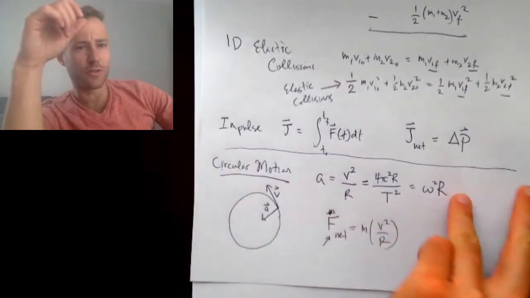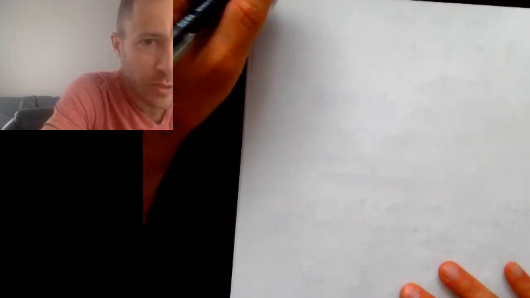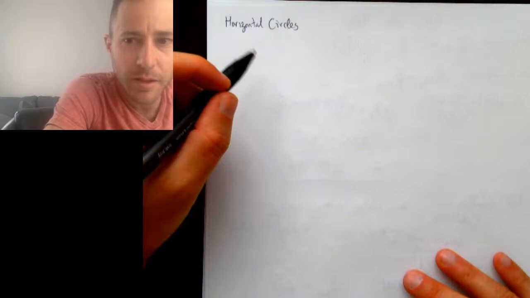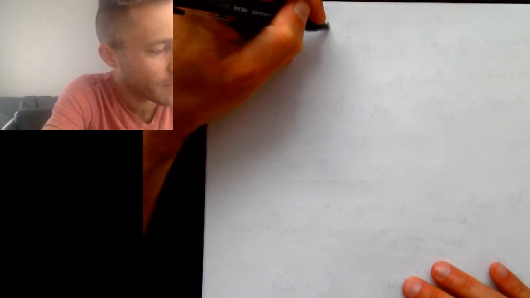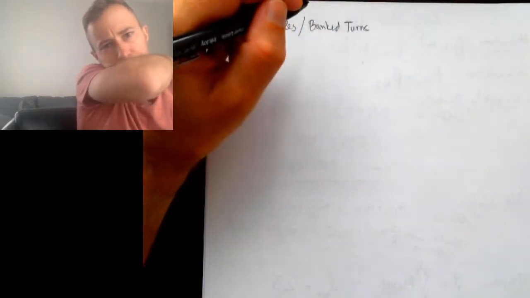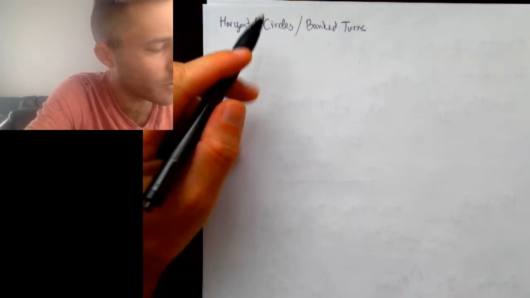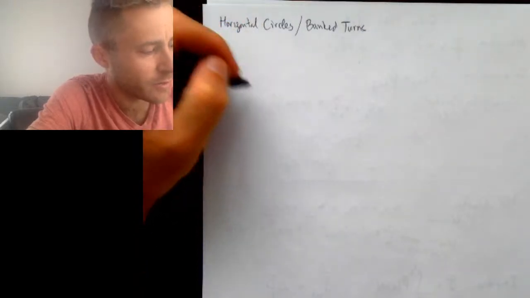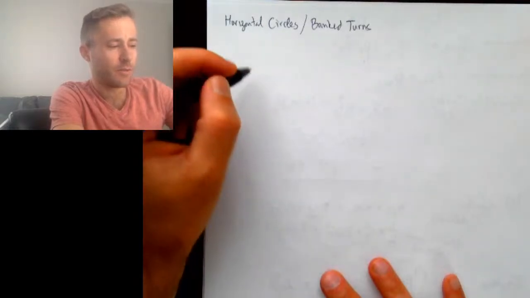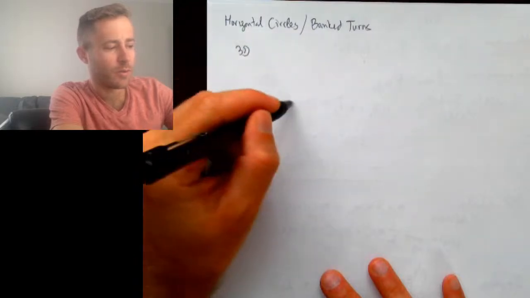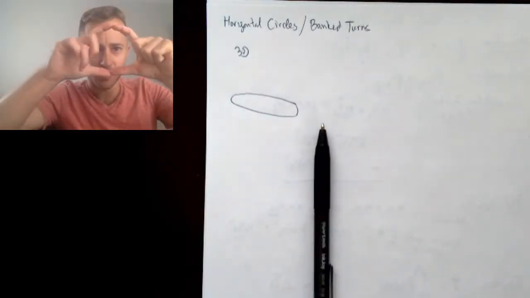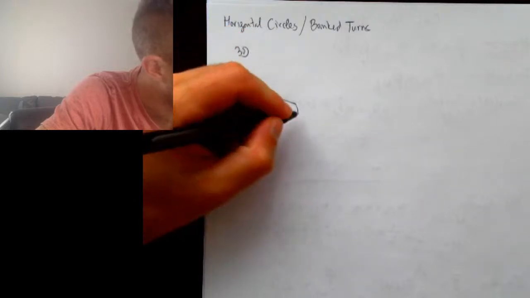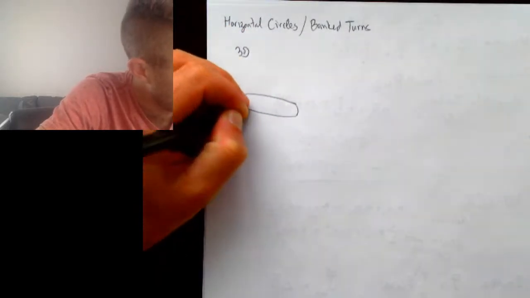All right. So let me talk about some of the types of problems that we solve for circular motion. So one type of problem that we talked about was horizontal circles. And in particular, we discussed banked turns. So for a horizontal circle or a banked turn, if we look at it from sort of a 3D perspective, the object is moving in a circle. So here's the circle. We're looking at it from a 3D perspective, so it kind of looks like an oval. And so the velocity is going this way. Okay.